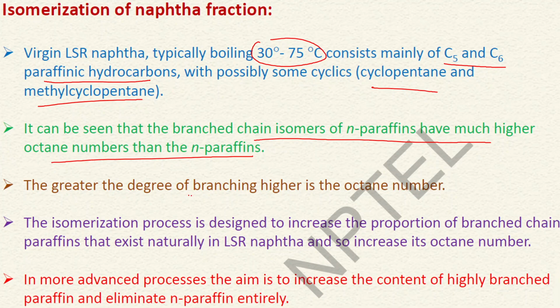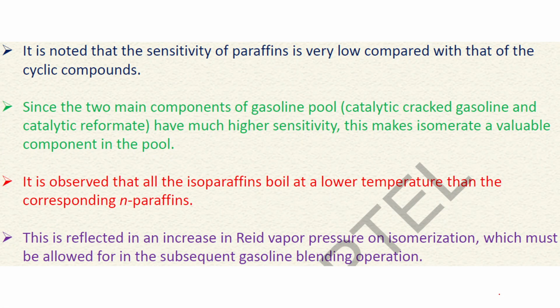So the greater the degree of branching, the higher the octane number. The isomerization process is designed to increase the proportion of branched chain paraffins that exist naturally in light straight run naphtha. So basically, its aim is to increase the proportion of branched chain paraffins in comparison to the N-paraffins to increase the octane number. In more advanced processes, the aim is to increase the content of highly branched paraffins and eliminate N-paraffins entirely. It is noted that the sensitivity of paraffins is very low compared with that of the cyclic compounds.